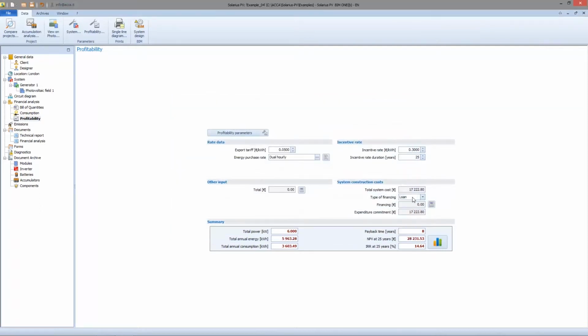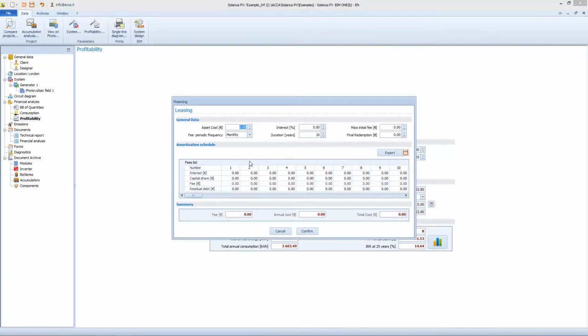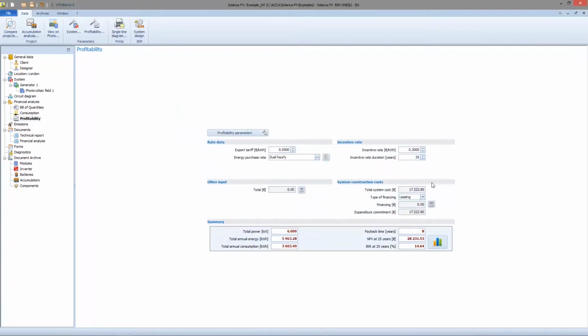I can also handle the annual budget if I want. In the same way, I can set a leasing, for example. The leasing is quite similar to the loan, with the final redemption, the initial fees, interest, and others. But I can also set none. I handle all the plant with the initial benefit and the rate, because I supply renewable energy to the grid.